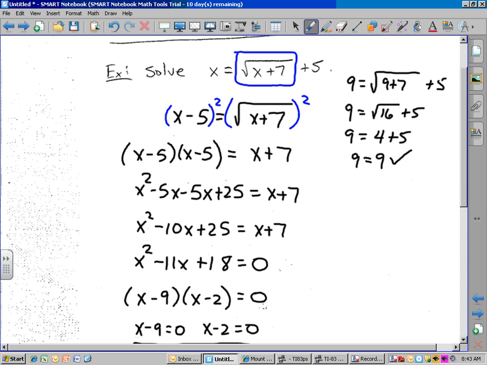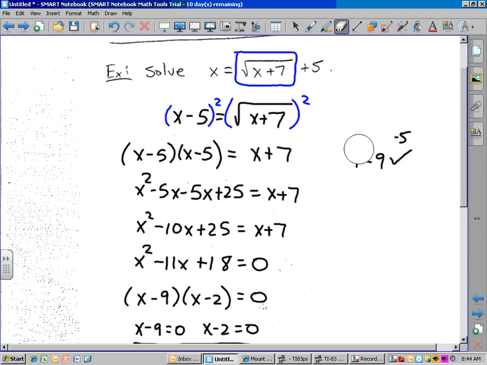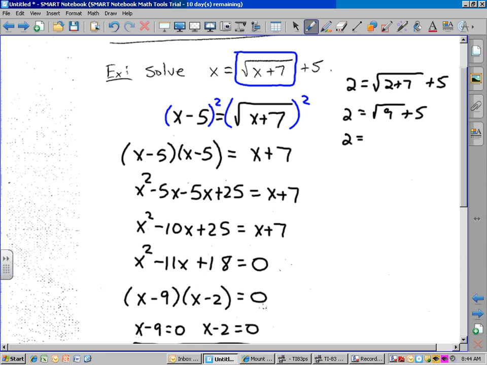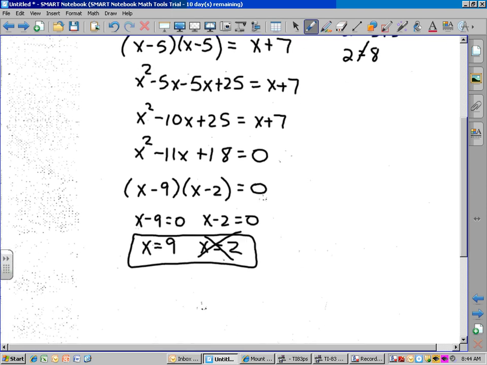We're going to do the same thing with 2. Two equals the square root of 2 plus 7 plus 5. So 2 equals the square root of 9 plus 5. Or 2 equals 3 plus 5. Does 2 equal 8? The answer is no. Therefore, 2 does not work. That's one way of doing it. Plugging back in for your variable.